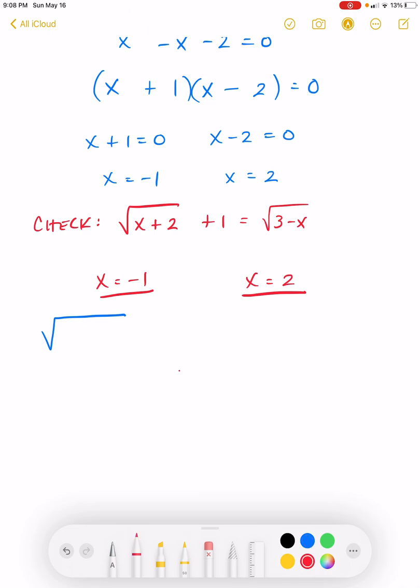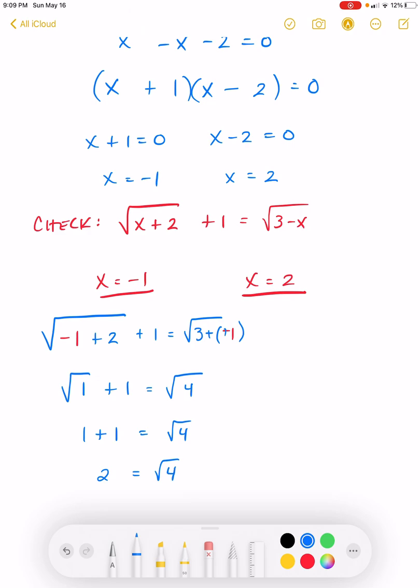This is the square root of negative 1 plus 2, plus 1 equals the square root of 3 minus, and then we replace this with a negative 1. All right, so negative 1 plus 2 is 1. Plus 1 equals the square root of 3 plus 1, which is 4. So 1 plus 1 is equal to the square root of 4. 2 is equal to the square root of 4, and I feel pretty confident that this is true. Okay? Well, now let's plug in our other solution.